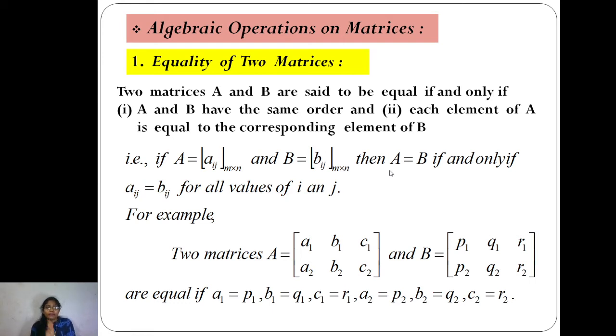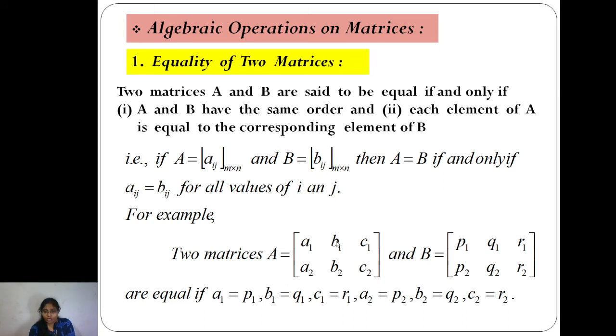Remember, two matrices capital A and B are said to be equal if and only if, first of all, A and B have the same order, and each element of A is equal to the corresponding element of B. That is, capital A equals Aij, m by n, capital B the same order m by n. A equals B if and only if Aij equals Bij for all values of i and j.